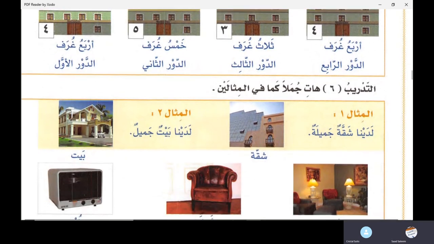Good. Next. The second exercise. Bring sentences like the one in the examples.